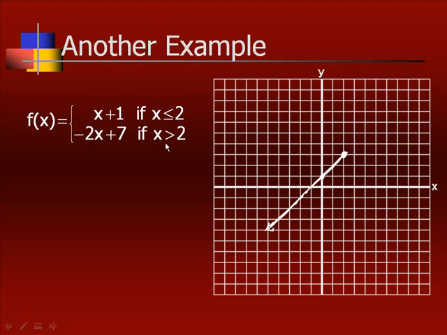Now the second part, negative 2x plus 7, that means the y-intercept is 7. 1, 2, 3, 4, 5, 6, 7.